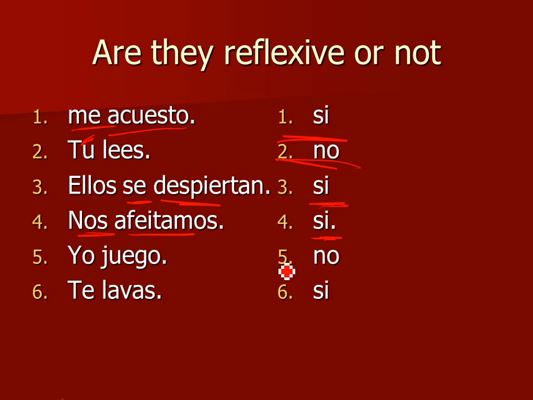Yo juego. No, I don't play myself. I am not a basketball. I am not a game. So no. I play volleyball. I play con mis cartas, right?